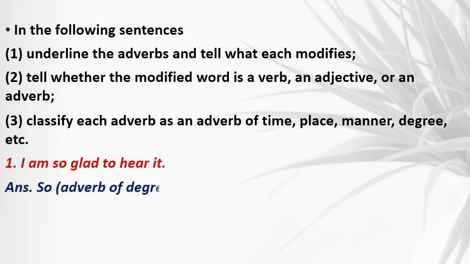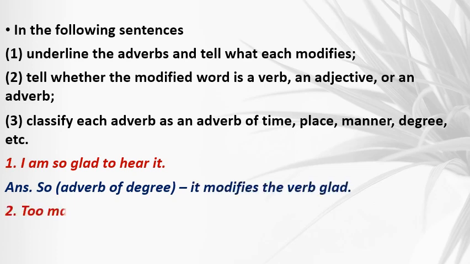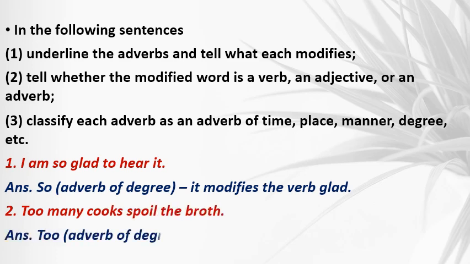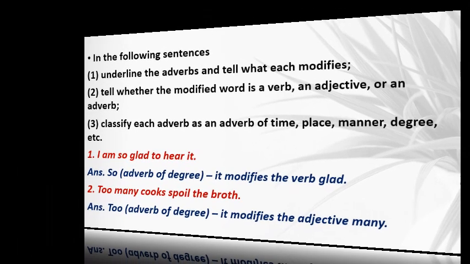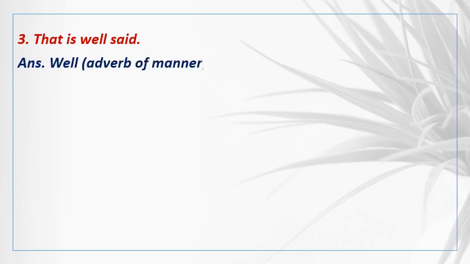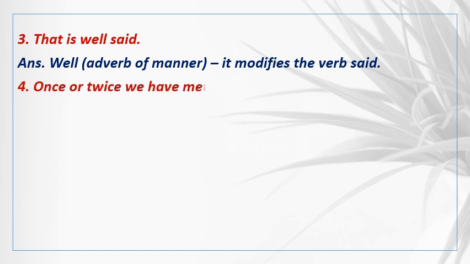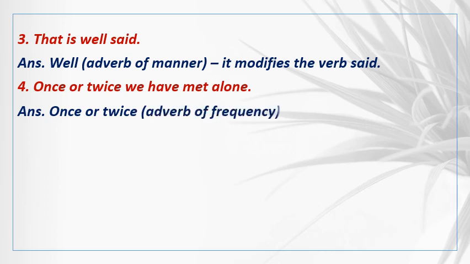Answer is so. It is adverb of degree. It modifies the verb glad. Number 2, too many cooks spoil the broth. Answer is too. It is adverb of degree. It modifies the adjective many. Number 3, that is well said. Answer is well. It is adverb of manner. It modifies the verb said. Number 4, once or twice we have met alone. Answer is once or twice. It is adverb of frequency. It modifies the verb met.